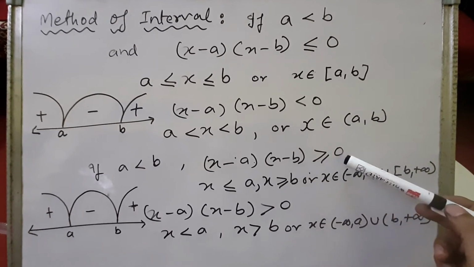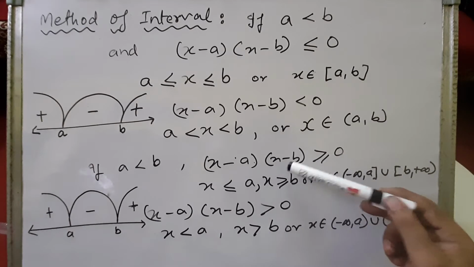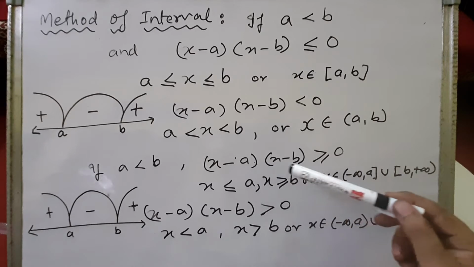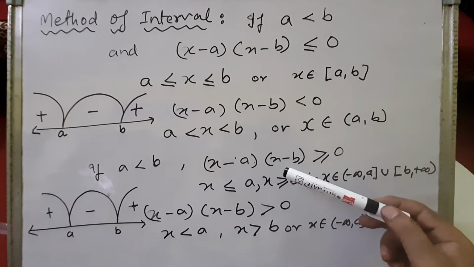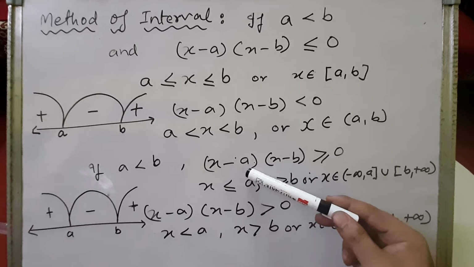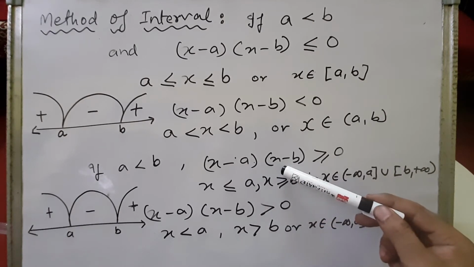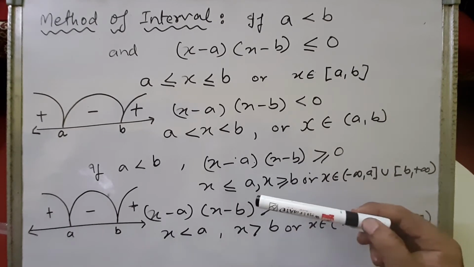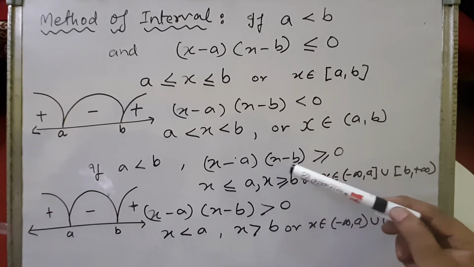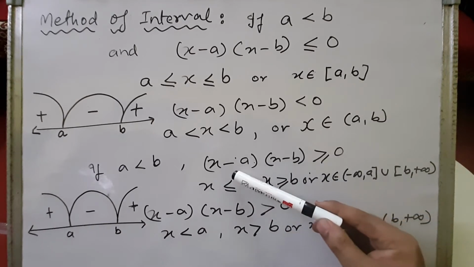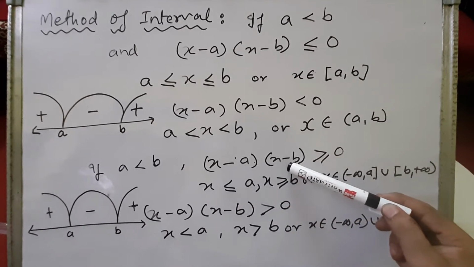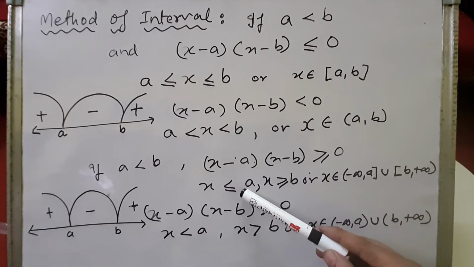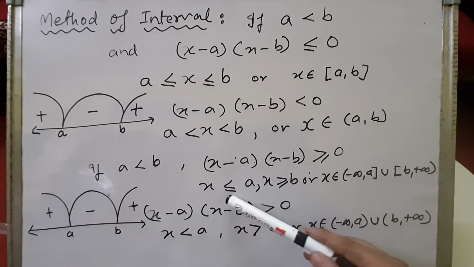Now for greater than or equal to 0, either both the brackets will be negative or both the brackets must be positive, because the multiplication of minus into minus is again plus, and plus into plus is always plus, right? So both the brackets will become negative only in one condition, that the value of x is less than a. So when x is less than a, x is less than b as well, because a is less than b. So this bracket will be negative, this bracket will become negative, so the product will be positive.